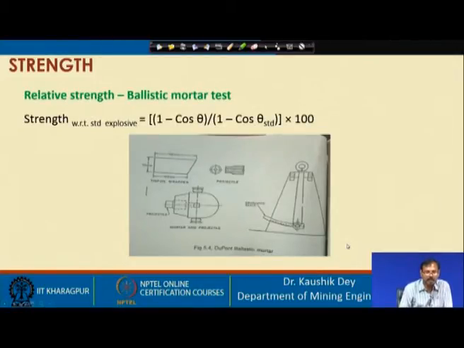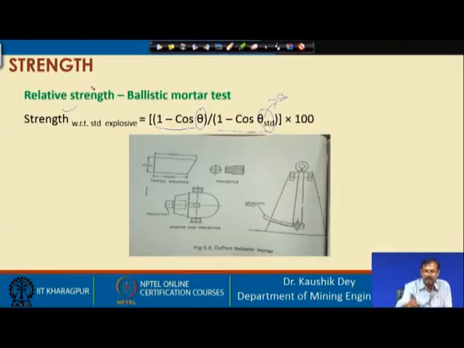The strength of the explosive is calculated using the formula (1 minus cos theta) divided by (1 minus cos theta for the standard explosive), into 100. So, if we first carry out the test with the standard explosive and measure theta standard, then carry out the same test with the same quantity of unknown explosive and measure the theta, we can identify the relative weight strength of the explosive.